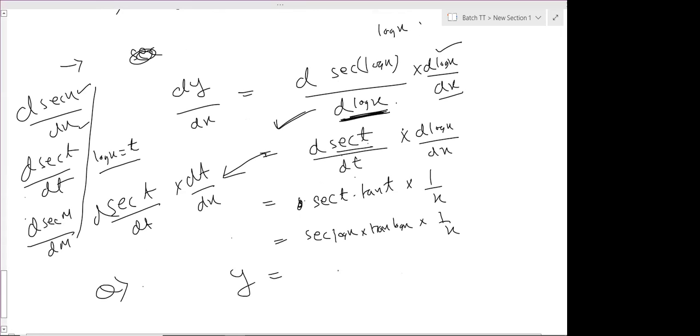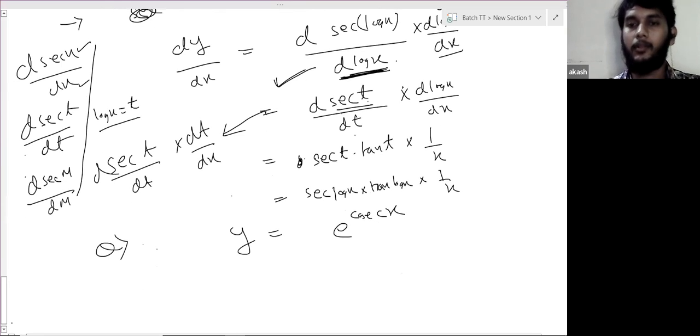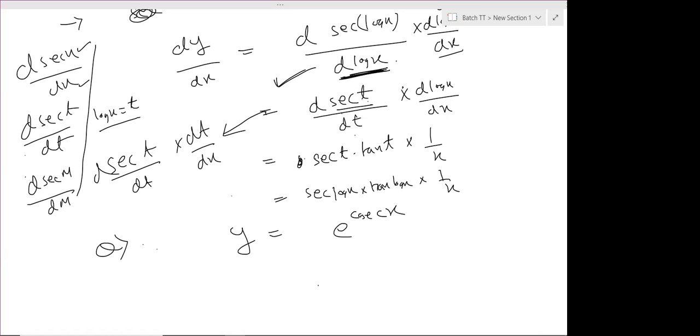All right. Next question. y equals e to the power cosec x. Try to solve this one. Please do this stepwise. I need the correct answer. I don't need you to be very fast. I don't need the answer in 2 seconds. Take 2 minutes, 3 minutes, but I need the correct answer. All right, everyone? Yes, sir. All right.